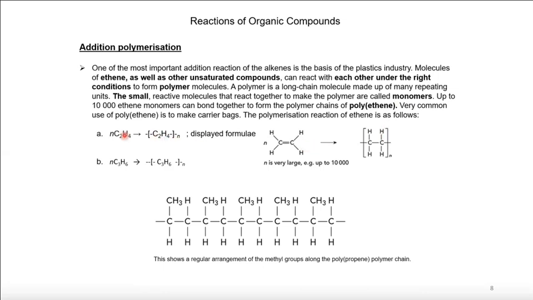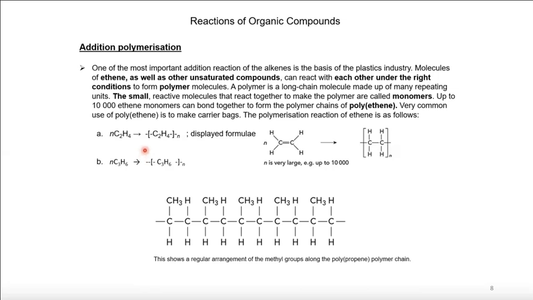So that is a monomer. In ethene, the double bond breaks up, and we get a single bond. The displayed unit is like this. So I show this reaction by a displayed formula, and it shows like this. This n can be very large, up to 10,000 units. So this is a repeat unit.